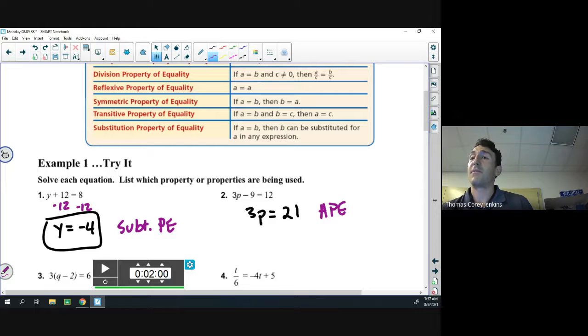And then we're going to divide both sides by the coefficient, which would leave me with 1p, or p equals 21 over 3, which is 7. P equals 7. So there we use the division property of equality, and there's no other DPE, so we'll just call it DPE.